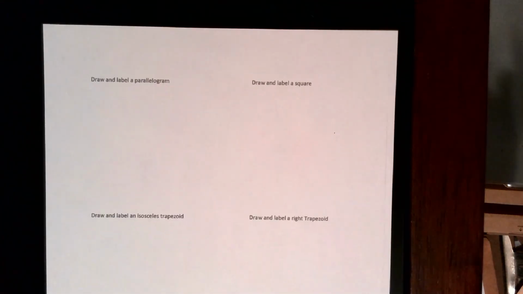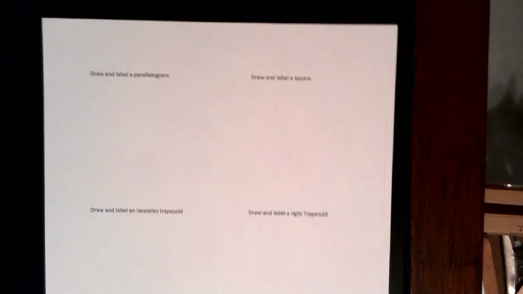The work I want you to try for tonight is page 3. It's drawing the shapes and labeling them. They all say draw and label. Okay, so you can go back and look at what we did on page 2, or you can challenge yourself and see if you can do it on your own.